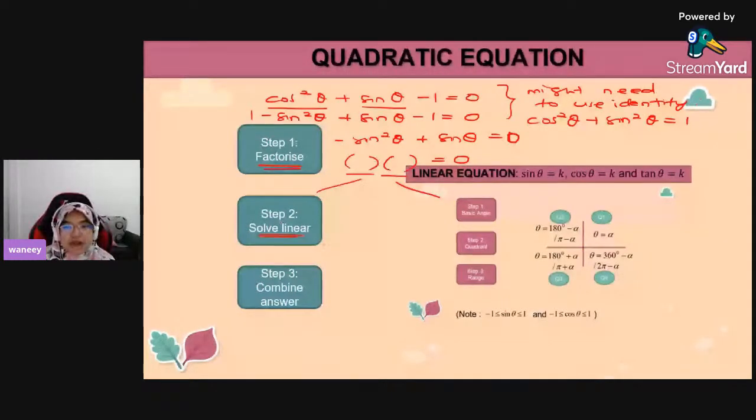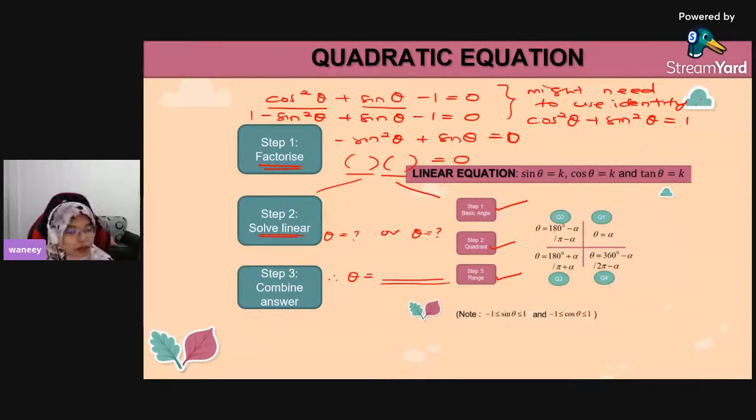So on the left hand side, solve them until you get the value for theta. On the right hand side, solve them until you get the value for theta. So how to solve? Of course, using what we have learned before this, you need to find out what is the basic angle. You have to check the quadrant, make sure everything is within the range. And then you have to combine your answer. So at the end, just triple dot. Therefore, theta is equal to, take all those values in together. So we must combine all our answers together because this is all.